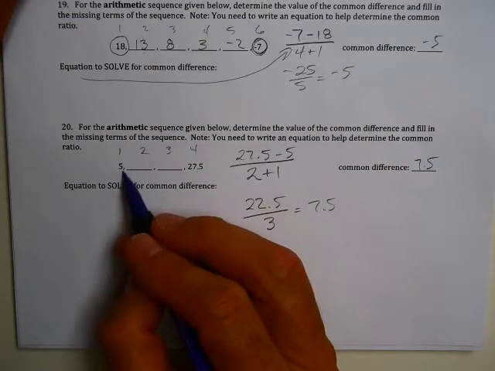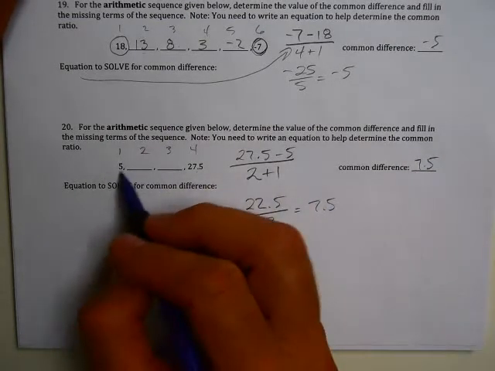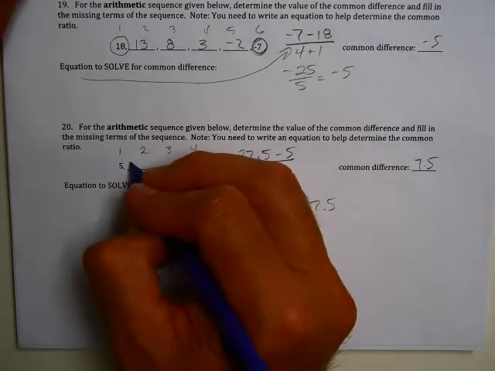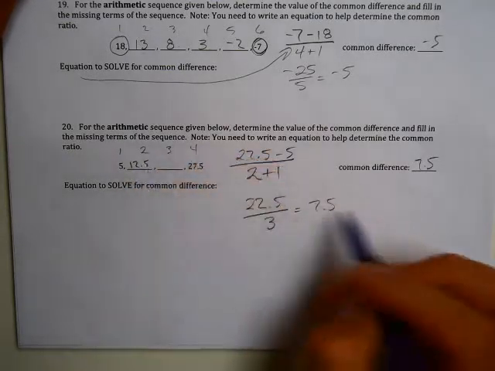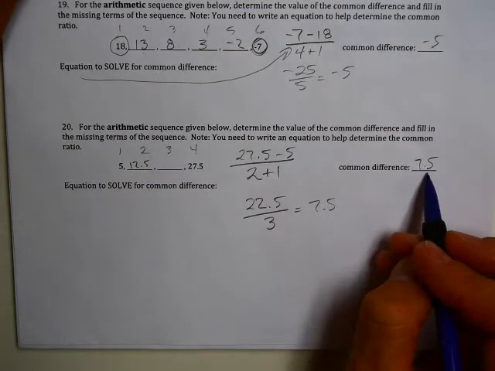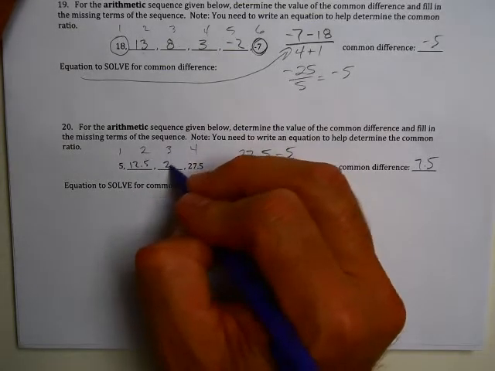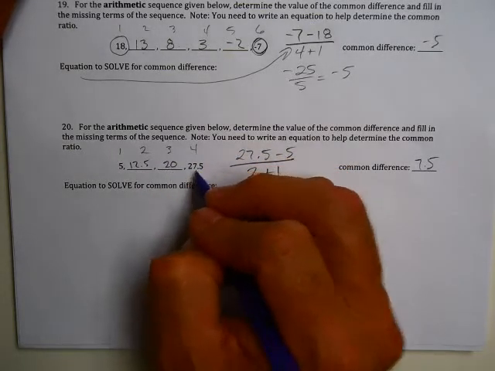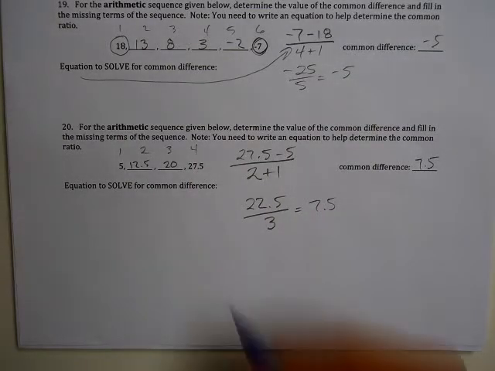So that means I've got to add 7.5 to each term. So 5 plus 7.5 would be 12.5. Plus another 7.5 is going to give me 20. And plus another 7.5 is 27.5. So that checks out.